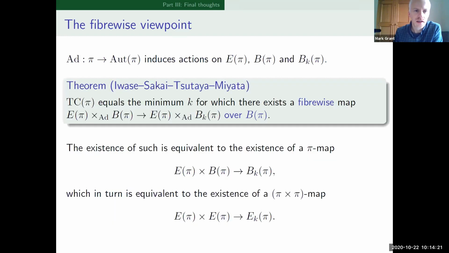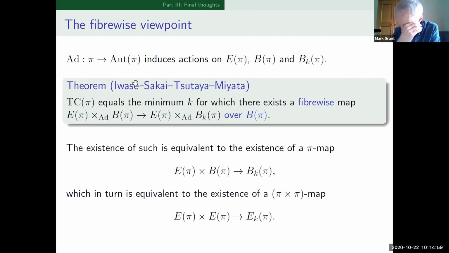And then finally, I was quite pleased with myself that I finally managed to understand something about the fibrewise viewpoint, which has been employed with great success by Iwase and his collaborators, notably to give a short proof that the topological complexity of the Klein bottle is 4/5. So you can interpret, at least I learned this from a paper of the first 3 authors and a preprint of the final name here.